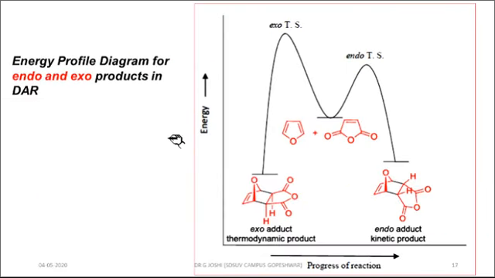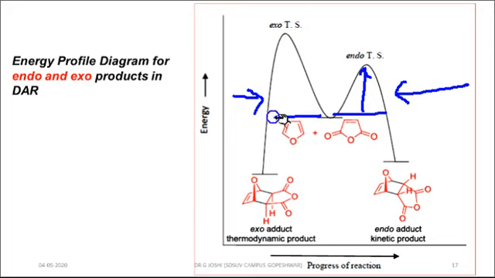The exception to endo selectivity is shown here by this energy profile diagram. This is the kinetic control path. This one is the thermodynamic control path. In the kinetic control path, we can easily observe that the activation energy of this path is less, therefore it is faster compared to this one, where the activation energy is comparatively high.